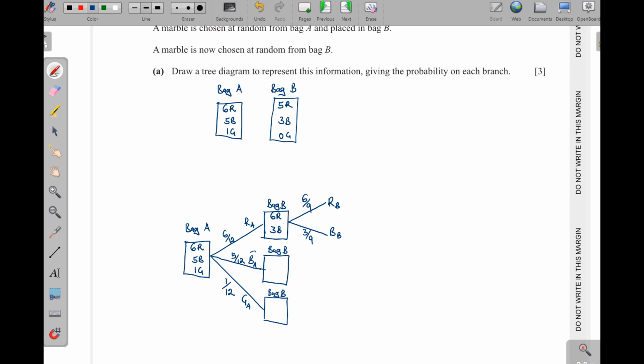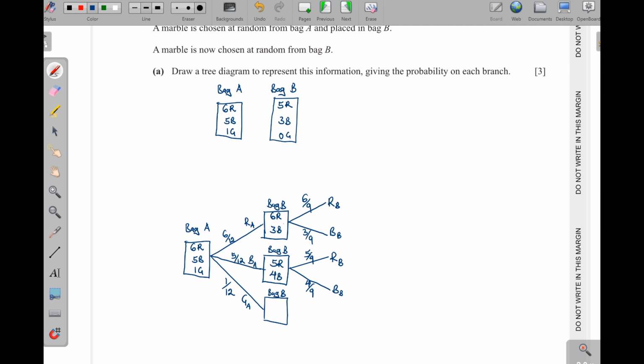Now when we pick blue from A and then we put it in B, blues are going to be 4. So we shall have 4 blues and then 5 reds. Then picking from here, we shall get red from B and also blue from B. So the probability of picking red from here is going to be 5 out of 9, and then this one is 4 out of 9, okay?